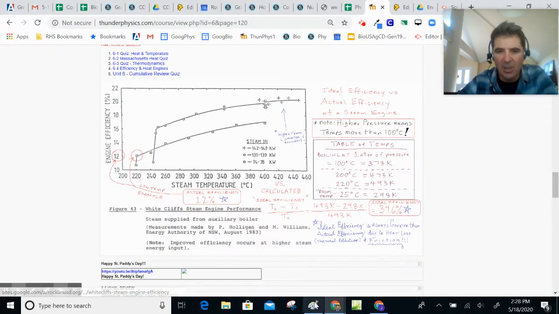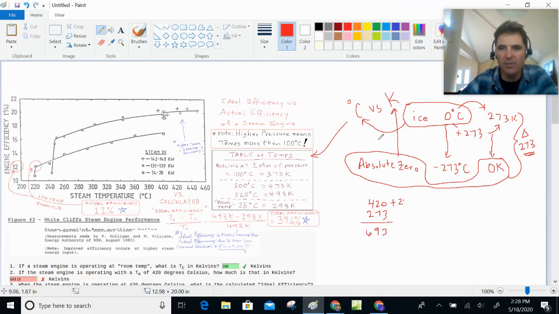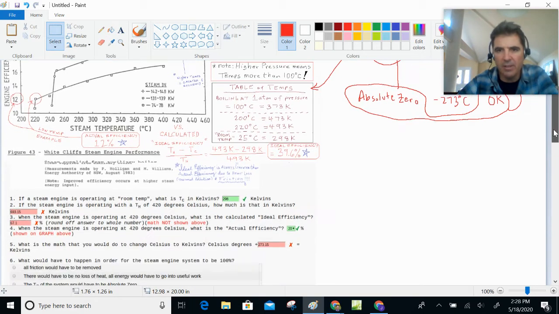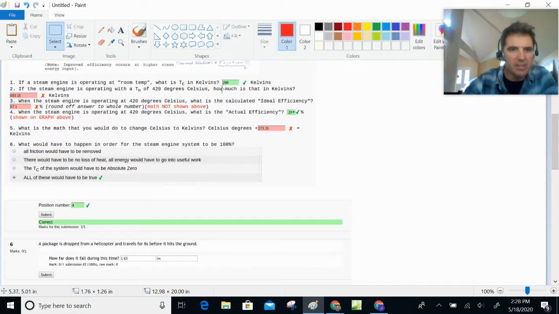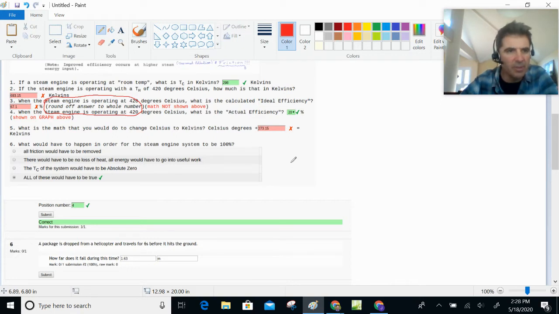Okay. I think the only thing you've done wrong, I think you have the right idea about Celsius and kelvins. I think the only thing you've done wrong here is very simple. It says round off your answer to a whole number. I think that's all you're doing wrong here.